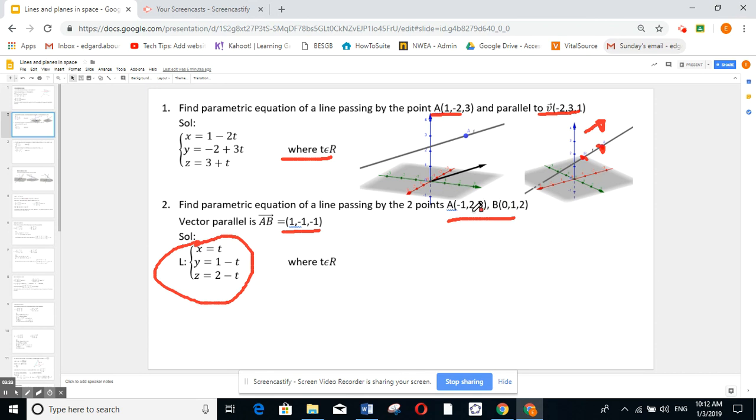So x will be 0 minus t. Y will be 1 minus 1 times t. Z will be 2 minus t. So I'm going to repeat that AB is the direction vector, which is called V, as we did up there, like here.